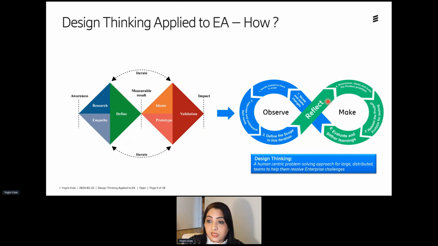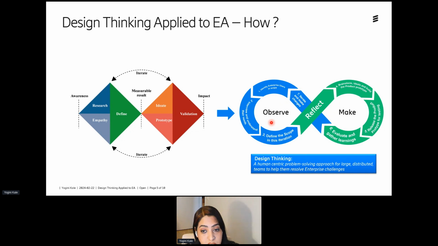You reflect, and then you get into the brainstorming sessions for ideation, and you build prototypes. You release the product and the prototypes for testing. You evaluate and gather the learnings, and then you iterate and keep making the changes. So it is a continuous loop of observing, reflecting, and making the prototypes or the product or a service suitable for your target audience.